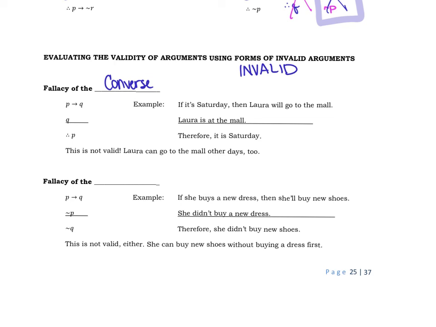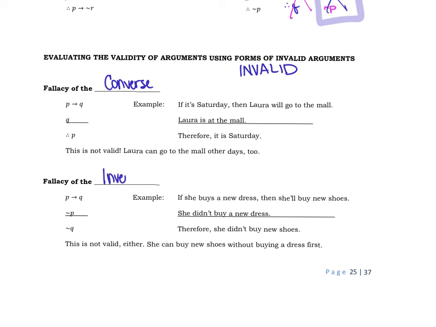Or, if she has her umbrella, it's raining. And then you say it's raining. That doesn't necessarily mean she has her umbrella. She might not have had her umbrella with her. She might have forgotten it. So again, that one happens a ton. People try to pull that one off all the time.